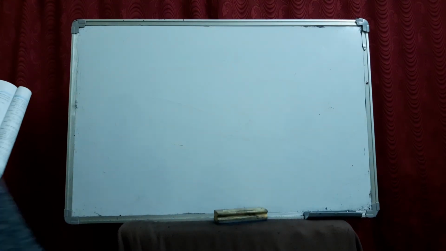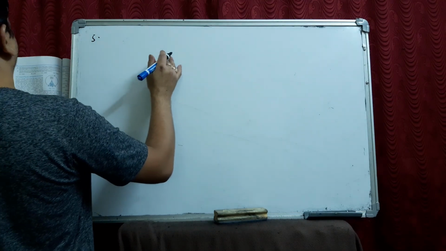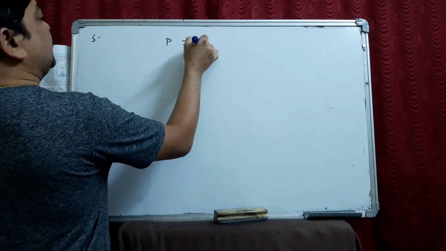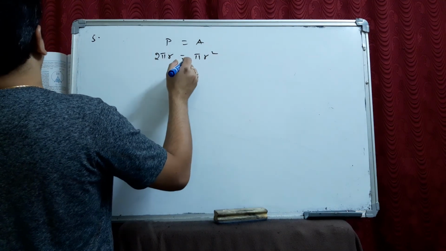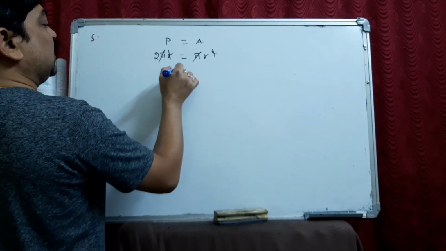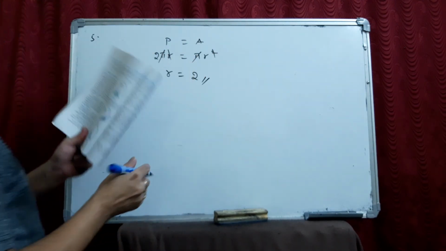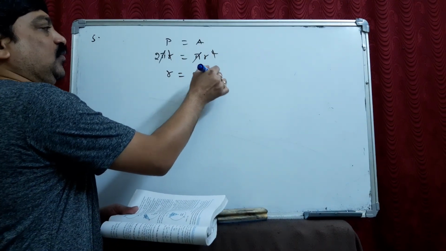See the next question. Take the correct answer. If the perimeter and the area of a circle are numerically equal, that means P is equal to A, that means 2 pi r equals pi r square. Then the radius of the circle: just cancel them. One of the r's gets cancelled with this, so radius will be equal to 2 centimeters. 2 units, better. Okay.